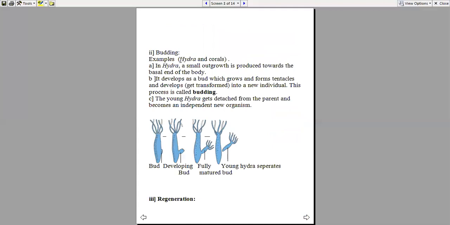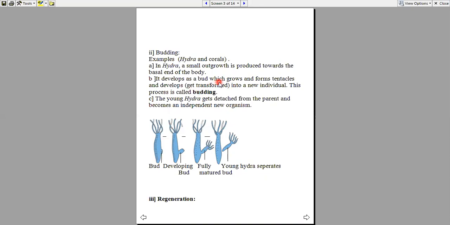Second type of asexual reproduction is budding. Here you can see budding takes place in organisms like hydra, corals, and many more ascidians. You all are familiar with the structure of hydra which is given here. In animals like hydra, a small outgrowth is formed in the form of a bud. You can see the outgrowth here. This outgrowth is called a bud.